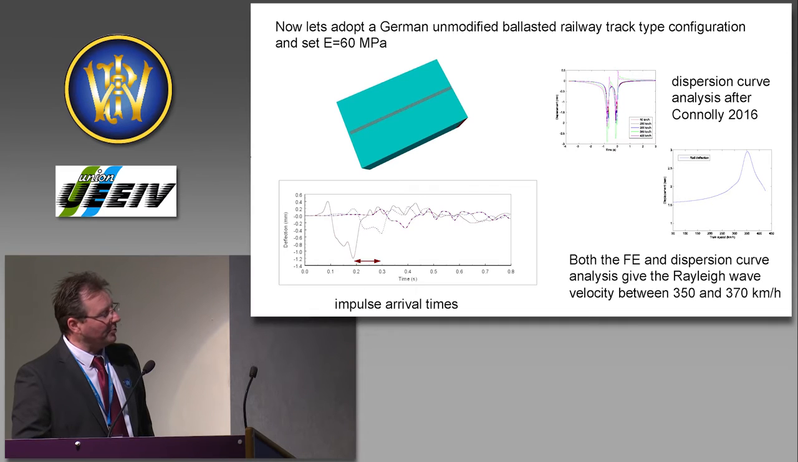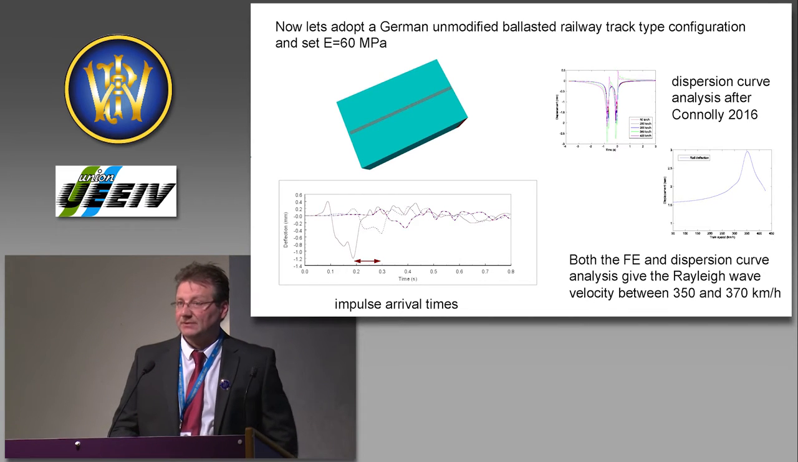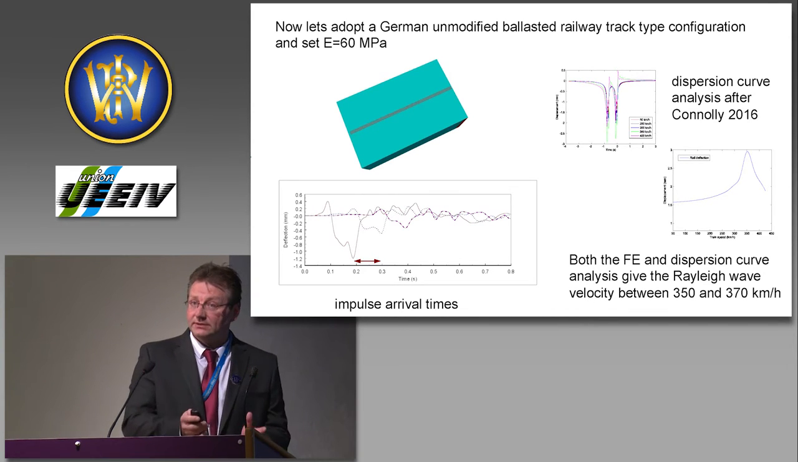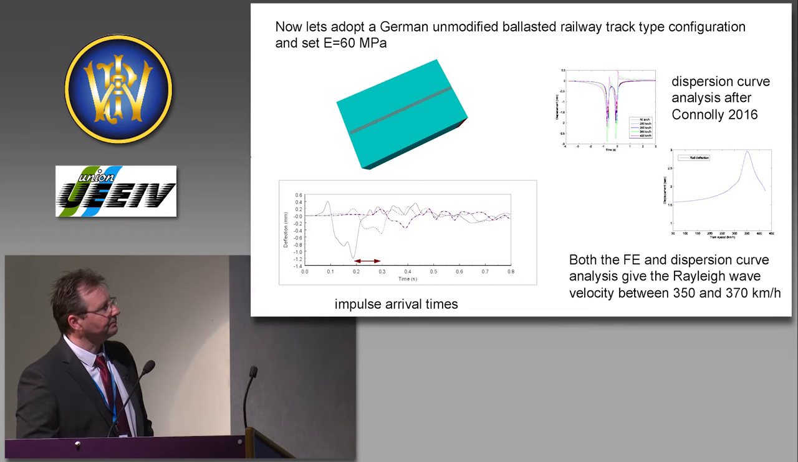Looking at the Rayleigh wave propagation, this is the Rayleigh wave coming through. Looking at the Rayleigh wave propagation, we estimate between 350 to 370. So the analysis is correct in what it's predicting.